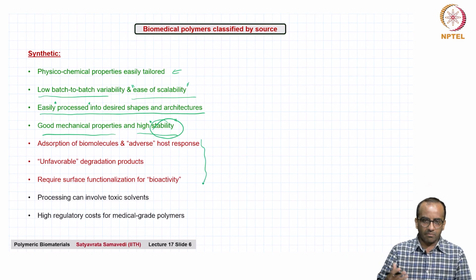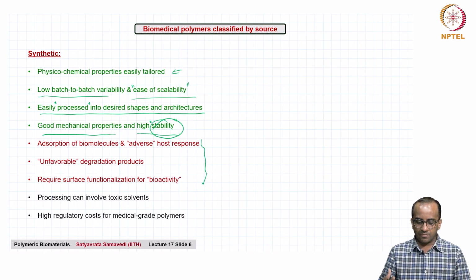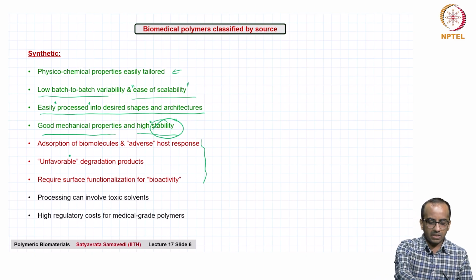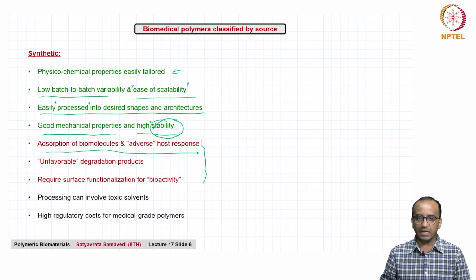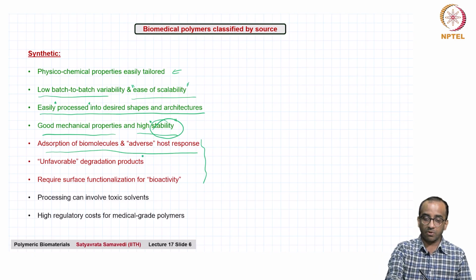Shown here are some limitations, if you will, of synthetic polymers. One is, for reasons that we will not get into right now, we will look at this in a more detailed lecture later, but for specific reasons, synthetic polymers, largely being hydrophobic, many of them will absorb proteins. And protein adsorption on the surface is one of the primary requisites for mounting an immune response. And in some cases, the immune response may not be favorable.